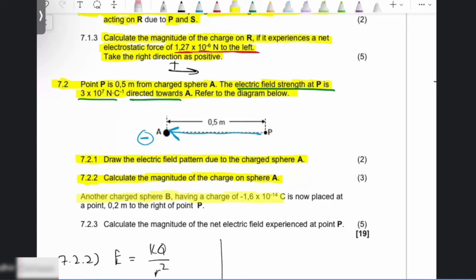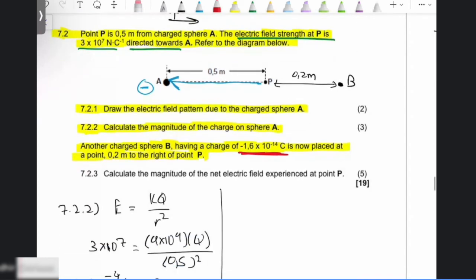Okay, guys, for 7.2.3, it says another charged sphere B having a charge of minus 1.6 times 10 to the minus 14 coulombs is now placed 0.2 meters to the right of P. So to the right of P, at a distance of 0.2 meters away. It's charge B. They tell us that it has a charge of minus 1.6 times 10 to the minus 14 coulombs.